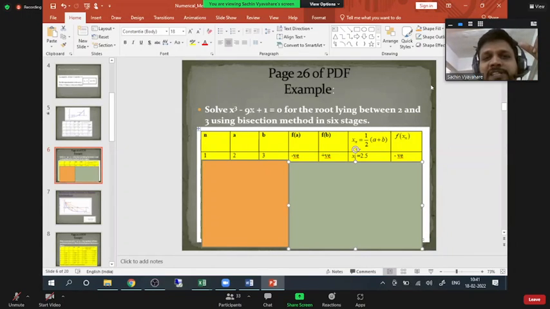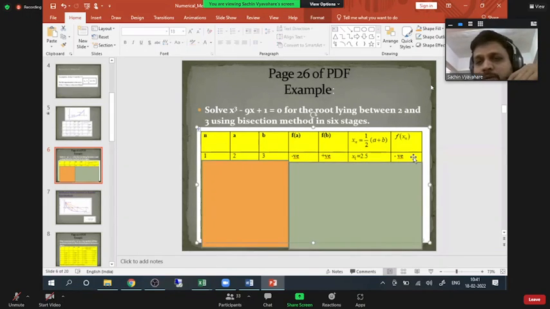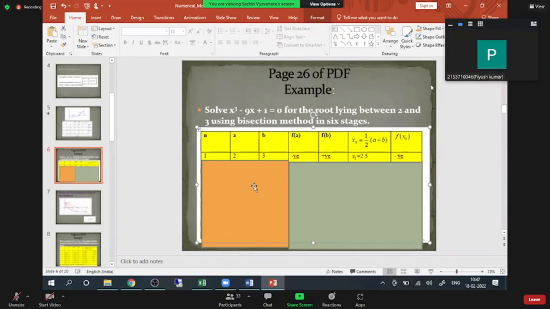If you replace 27 minus 18 plus 1, it is positive. So negative, positive. So 2.5 we got as the first value. What is f of 2.5? Now you have to check it on the calculator. Is it negative? Yes.